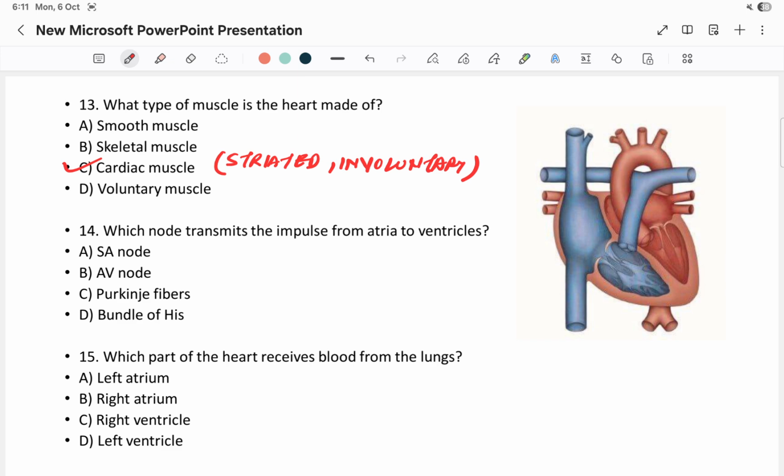Next question. Which node transmits the impulse from atria to ventricles? Option A, SA node, B, AV node, C, Purkinje fibers, D, bundle of His. And the correct answer is atrioventricular node, AV node, option number B.